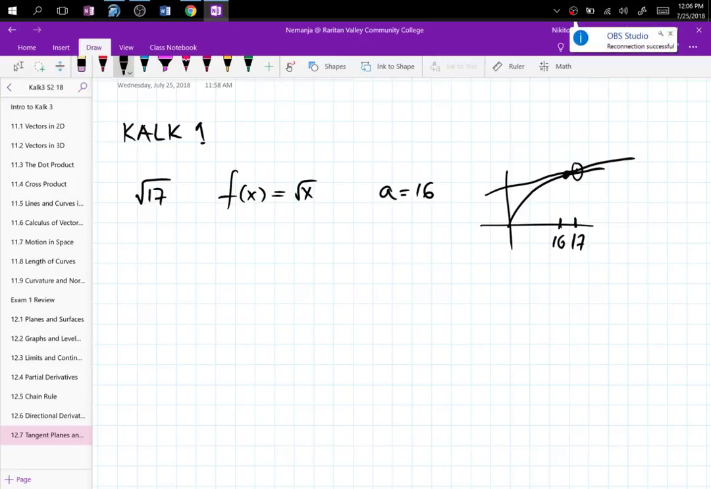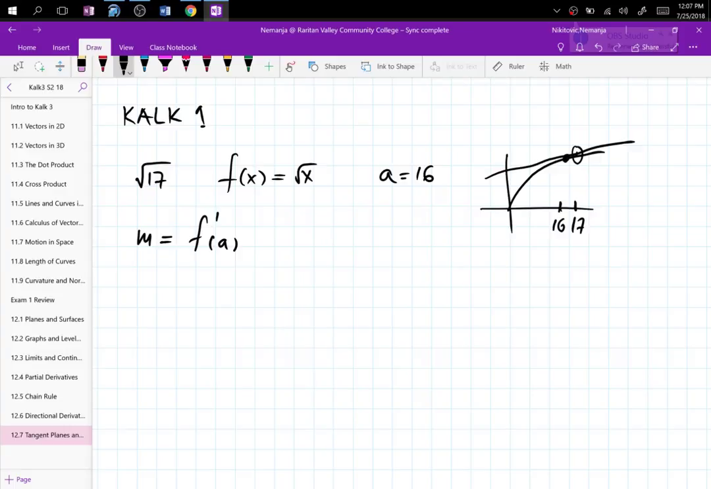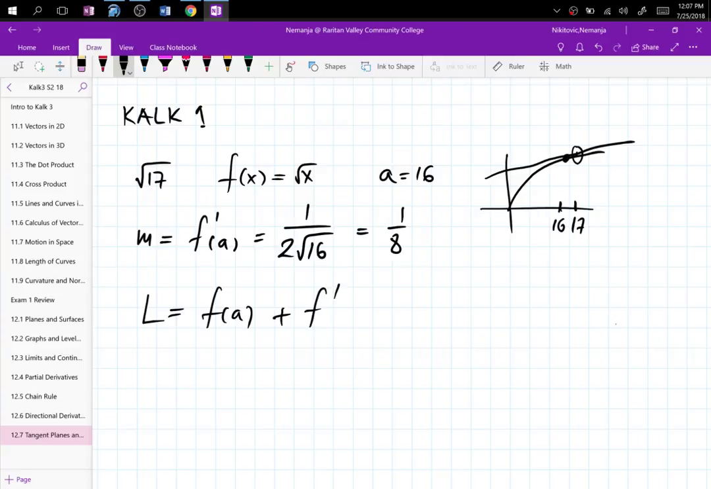So now what happens here? I'm going to find the tangent line. The slope is going to be the derivative computed at a. The derivative is 1 over 2 root x, so 2 root 16, which is 4, so 1 over 8. So the slope is 1 over 8. And we know that the linearization is f of a plus f prime of a times x minus a. That's the tangent line written in a single formula.